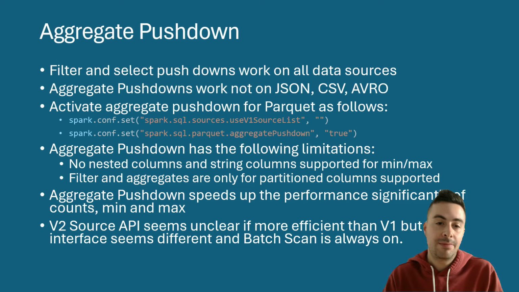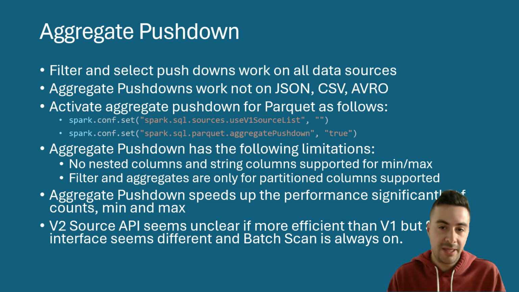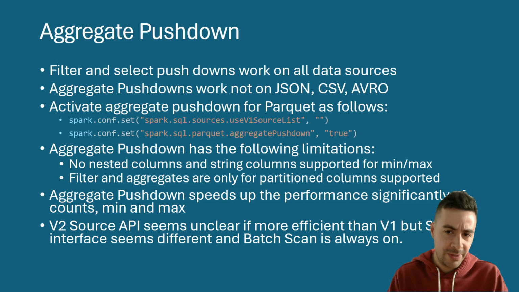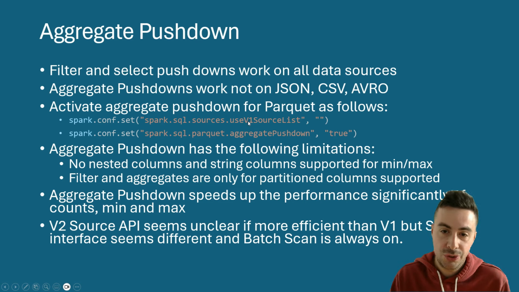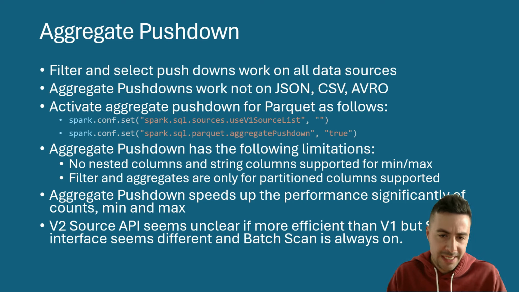And then we have something called aggregate pushdown. The same thing as predicate pushdown, just for aggregations, like a count, a min, a max. Those are actually the three things which are currently supported. I think the support is quite limited and really works only for Parquet if you do those two configurations: eliminate Parquet from the use v1 source list and activate predicate pushdown. And it only works on non-nested columns.